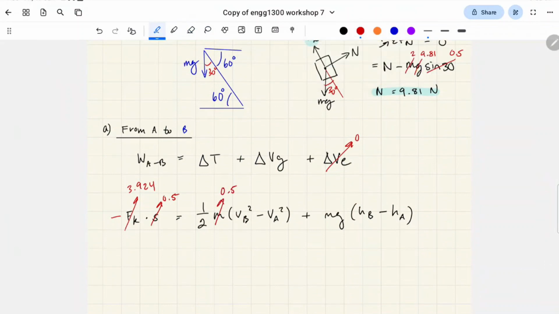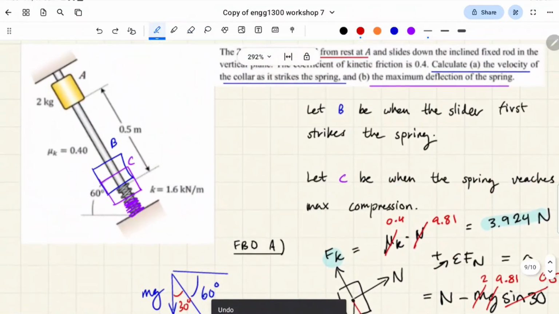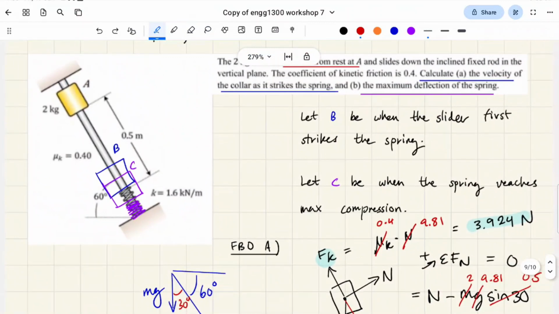M was 0.5, right? No, M was 2, sorry. That last question. It started from rest, right? So VA is 0. This was 2. This is 9.81. Okay, let's think about H. So I'm going to consider here the datum, for example. So here's going to be our change in height.